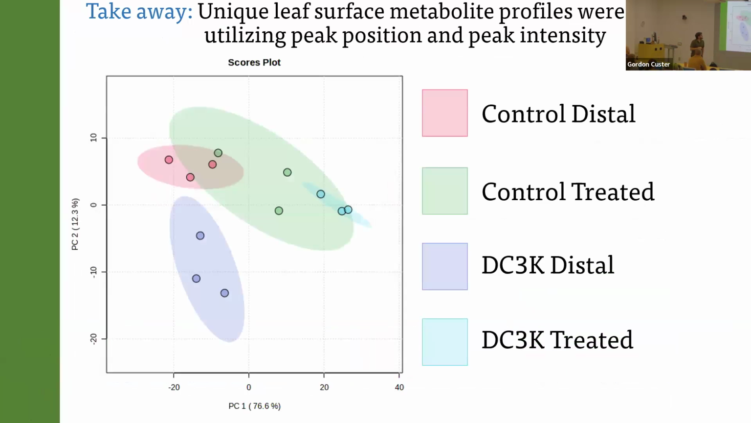What we find is that, looking at a PCA score plot, our samples are different, right? And specifically, for this DC3K distal leaves, the metabolites that are present are very different and significantly different than the types of metabolites that are present in any of our other treatments.